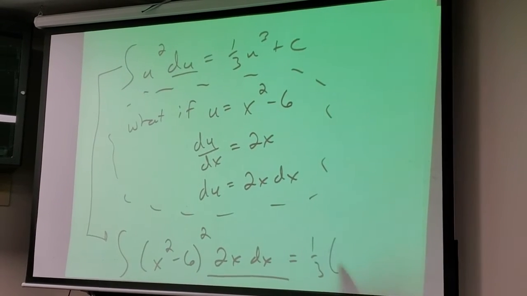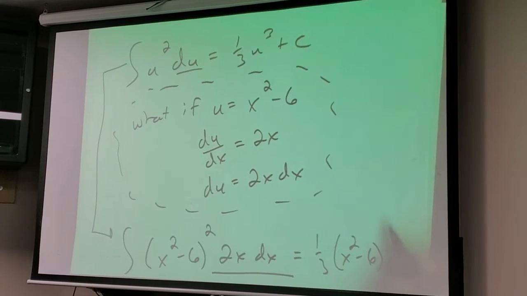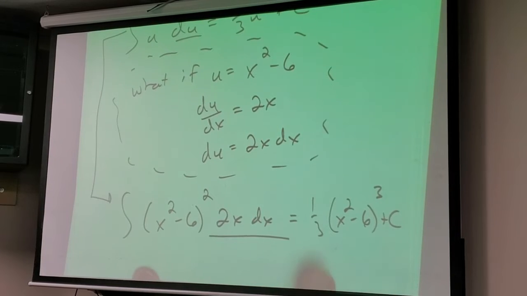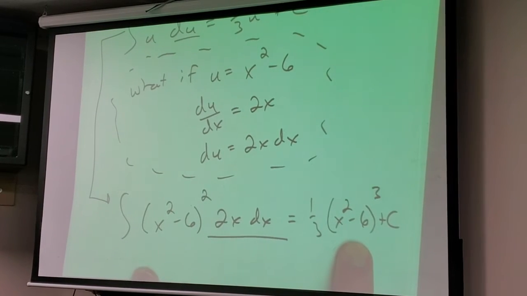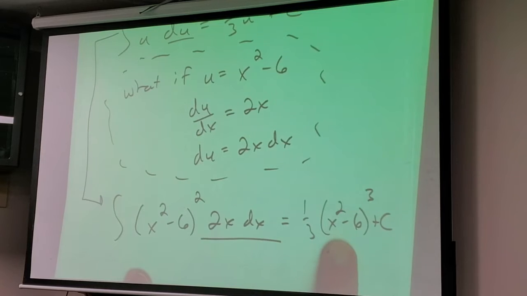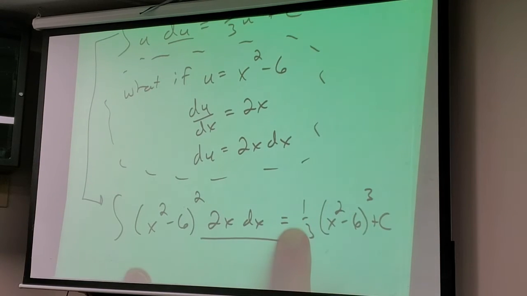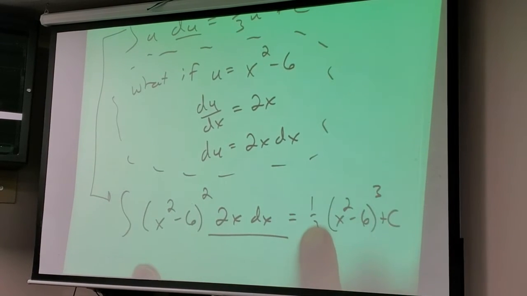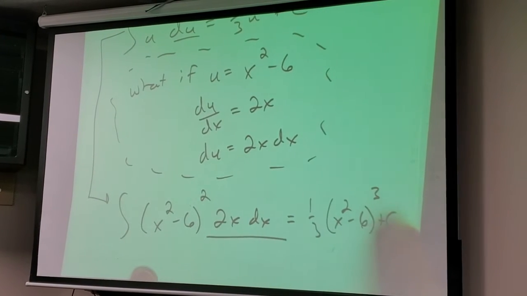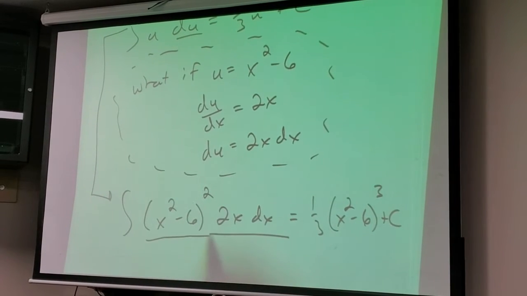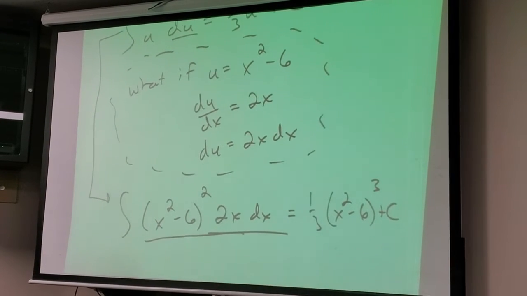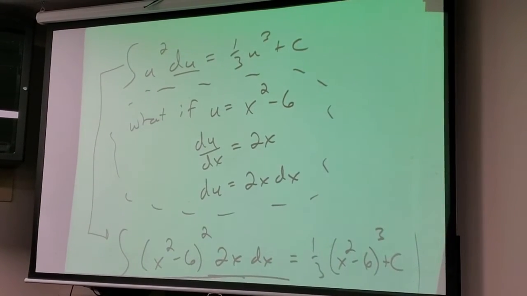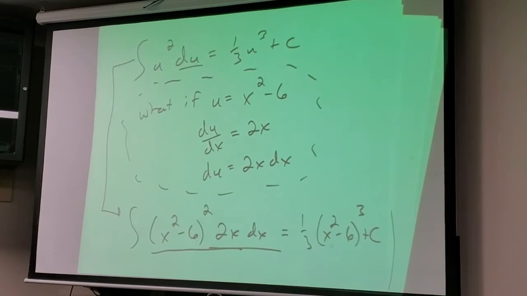So then, this is supposed to be this. Is that true? What's the derivative of this? 3 comes down. Derivative of this, 3 would come down, cancels. X squared minus 6 squared times 2x, which is this, yes? Now, I really want you guys to follow this. This is backwards from what we're going to do, but I like this example because it's very concrete.